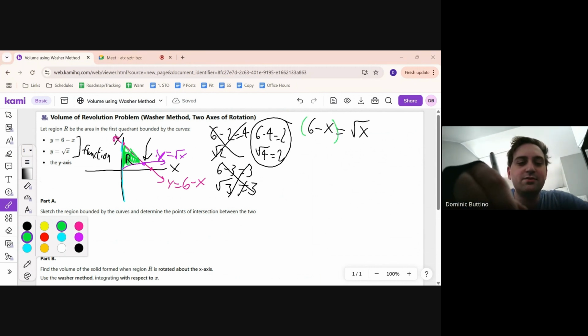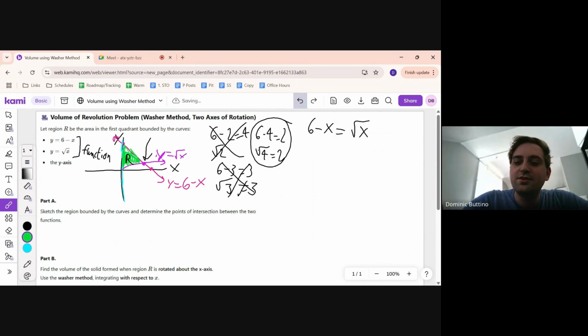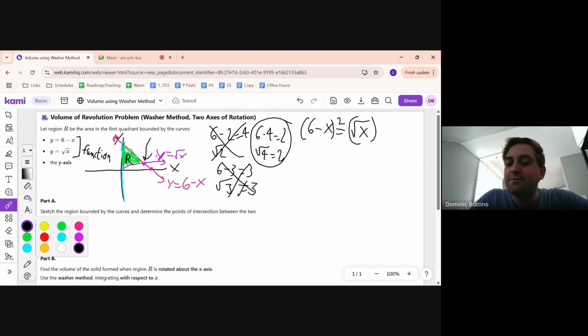No, I don't like green. That's too bright. Let's square both sides. I'll just keep using black. Square, square. And the warning signs have to do with, later on, we're going to have to check some positive, negative business going on. But we don't need to worry about that quite yet.